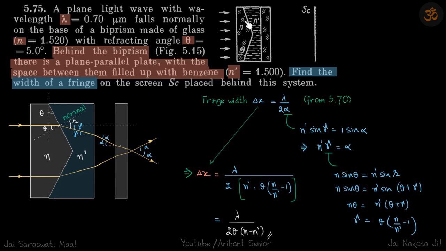and these parallel rays will be bent in different ways because of the top half and the bottom half, and because of that angle between the two rays, interference will be observed on this screen. So what we are given is lambda, we are given theta, this angle of the biprism, we are given n, and we are given n dash. We need to find the width of a fringe on the screen.